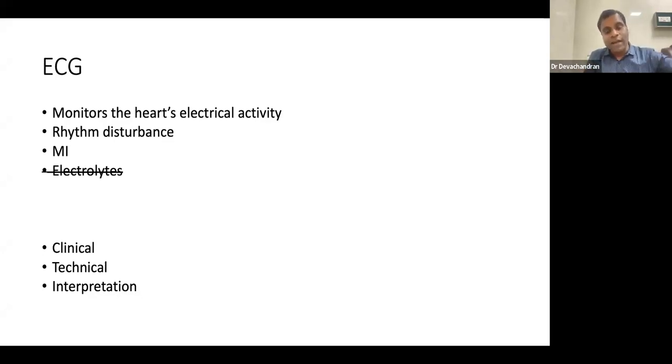Okay, so we will divide this into three parts. One is the clinical part of ECG. Second is the technical part of recording the ECG and things that you need to remember when you actually record an ECG. And then finally, we will have interpretation. And I have about 4 or 5 questions at the end, which you can answer.